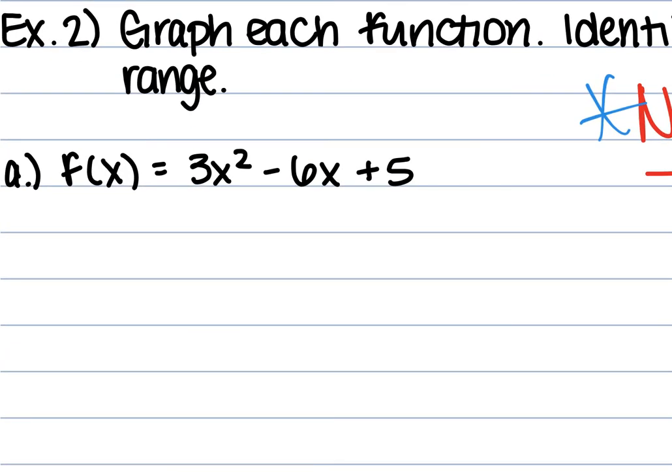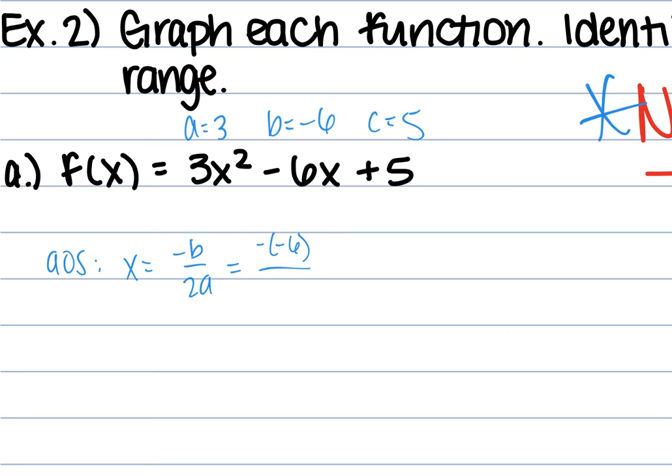What's A? 3. What's B? Negative 6. And what's C? 5. Okay. Next, we need to find the axis of symmetry. How would I find that? Daniel? It'd be negative b over 2a, so since it's already negative, negative 6 is just positive 6, over 2 times 3. So it'd be 6 over 6, and then x equals 1. So our axis of symmetry is x equals 1.